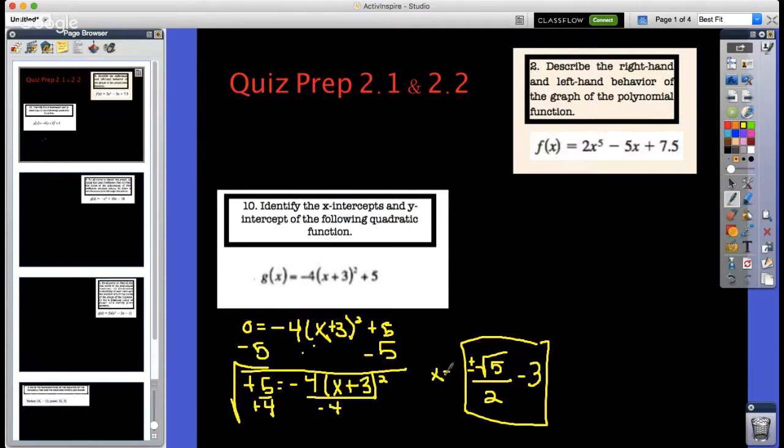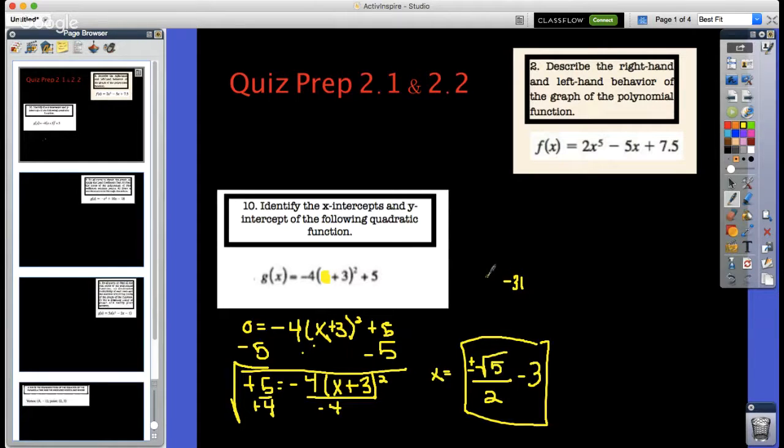Now, as far as the y-intercept goes, we plug 0 in for x. If you could do this with me, if I plug 0 in here, 0 plus 3 is 3, square it, we get 9. 9 times -4 is -36, and -36 plus 5 is -31, right?